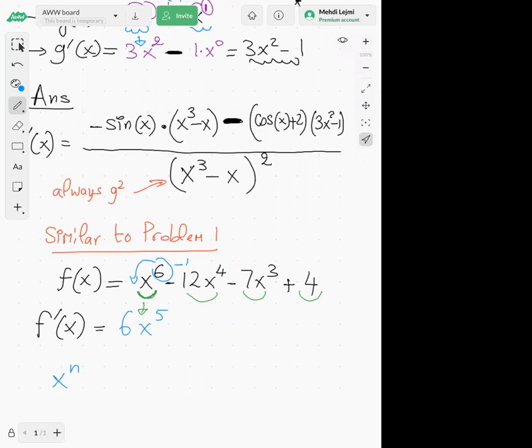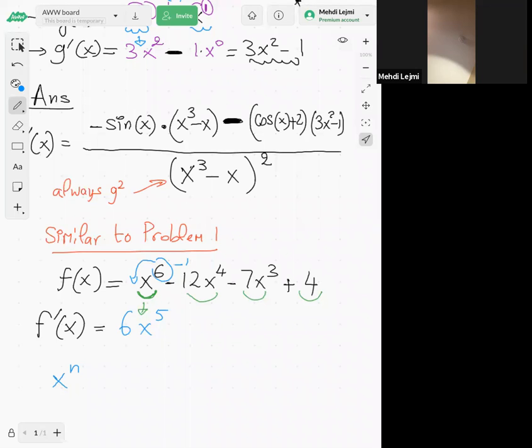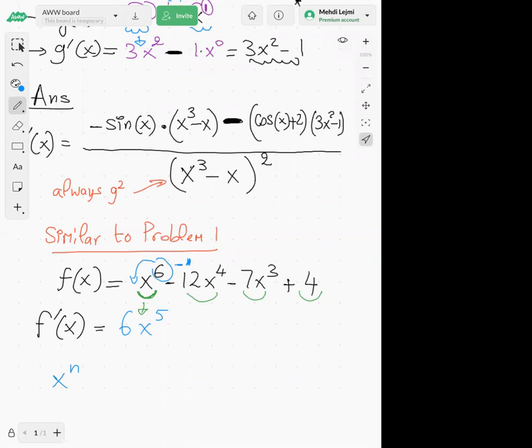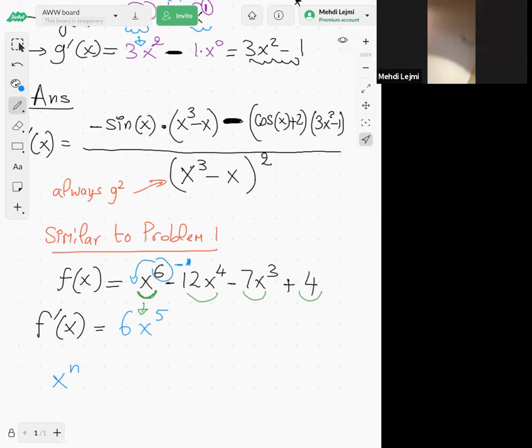And then you bring down the minus sign. There's this minus here, that's a subtraction. You have subtraction, so you keep the same operation.